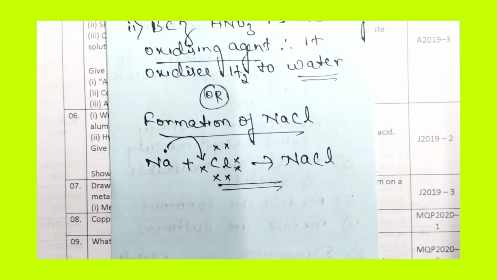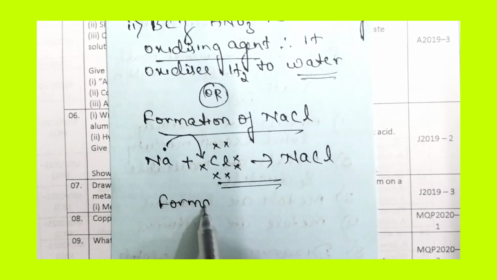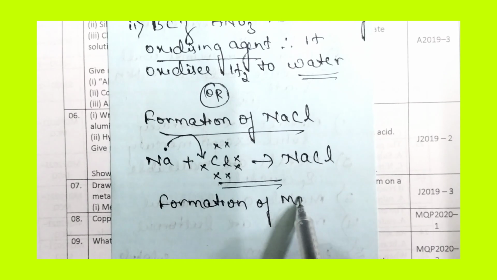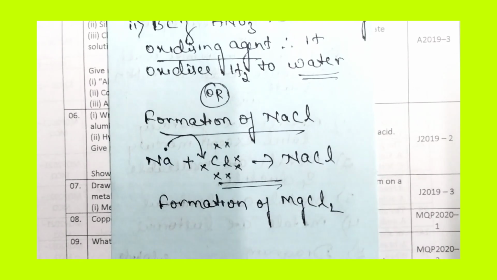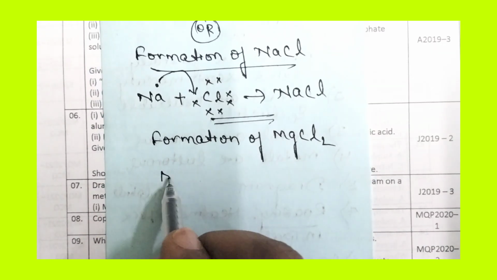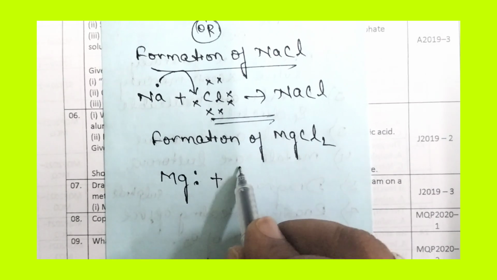This is how the formation of sodium chloride. Next, formation of magnesium chloride. So formation of MgCl2. So how magnesium chloride is formed, let us see. So magnesium valency is 2. So 2 electrons and Cl.